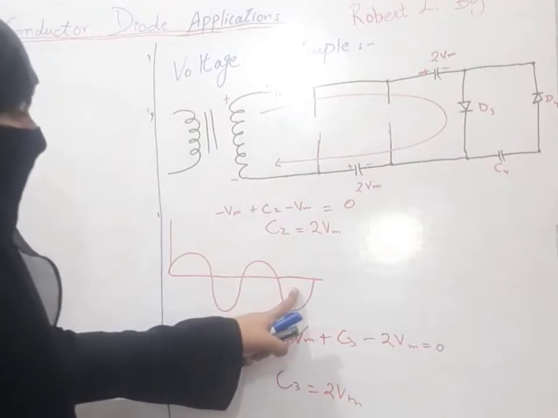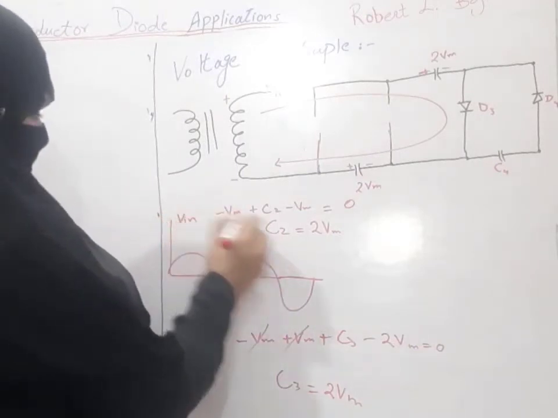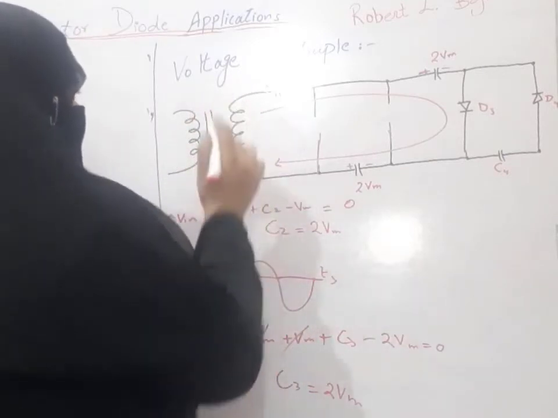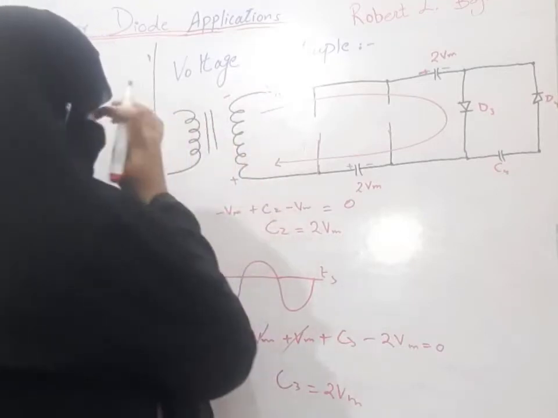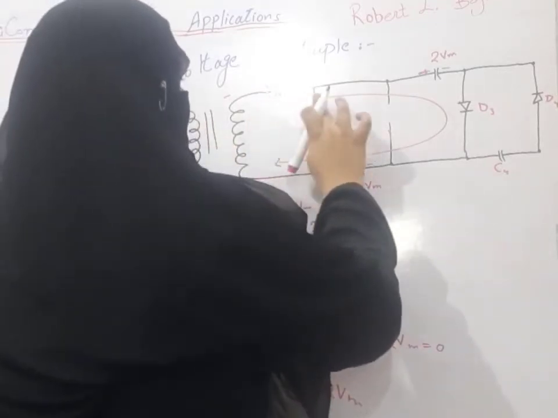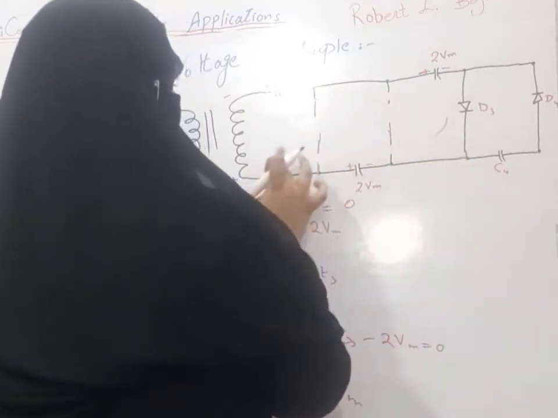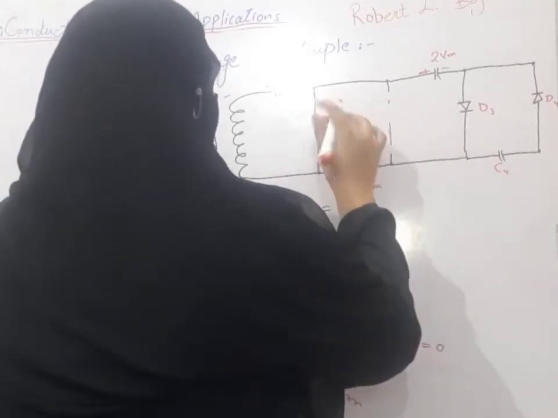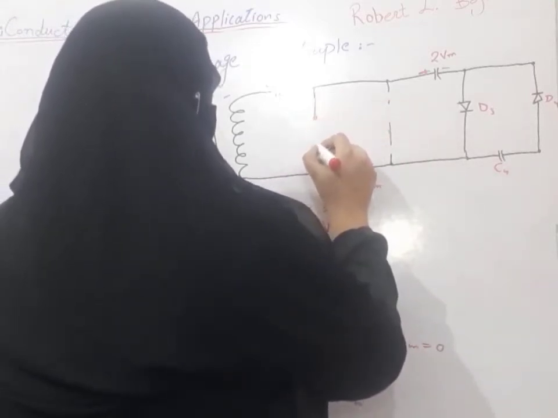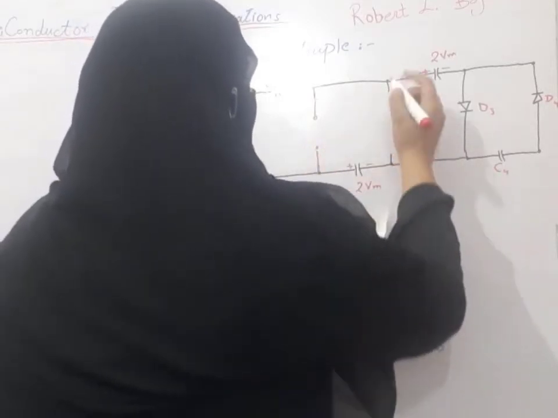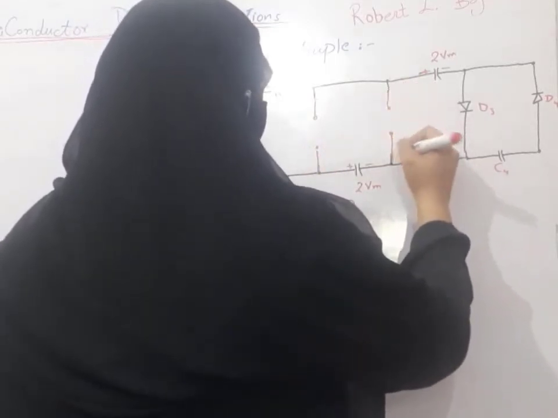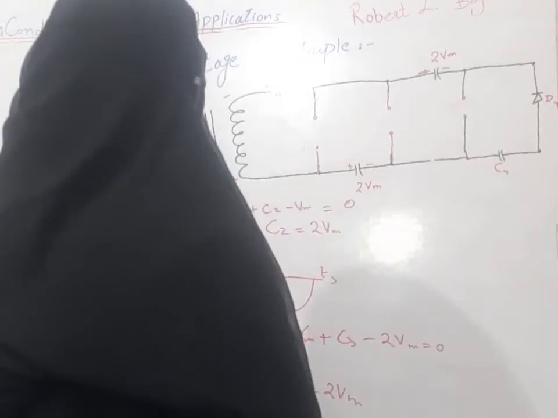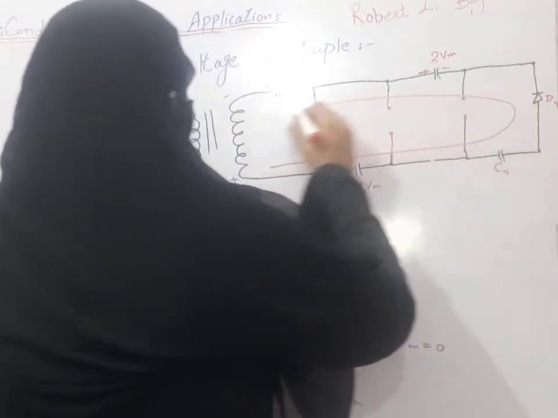Now again for the negative half cycle, when the negative half cycle comes, our 3 diodes D1, D2 and D3 will remain open circuit. These 3 diodes will remain as open circuit, and now our current will flow in this direction.